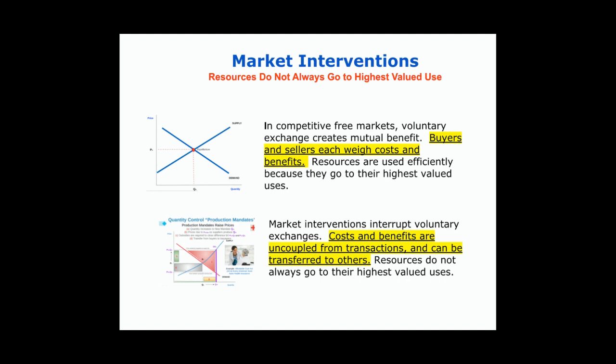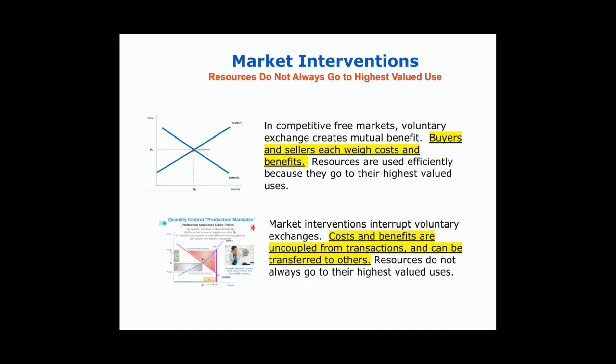summary of all this is that the problem with market interventions is that resources do not always go to their highest value uses. We know in a competitive market that buyers and sellers weigh the costs and benefits themselves. They allocate resources efficiently, and then in the end, the resources go to the highest valued uses. There's a balance in competitive markets between buyers and sellers that creates a high standard of living. Now, what happens when you have market interventions? Well, that interrupts voluntary exchanges. Costs and benefits are uncoupled from the actual transactions, and costs especially can be transferred to other people.